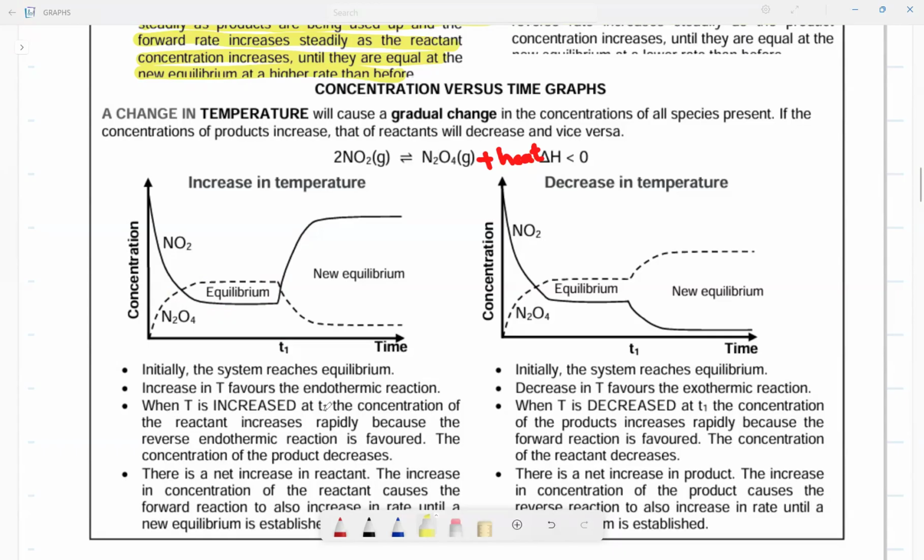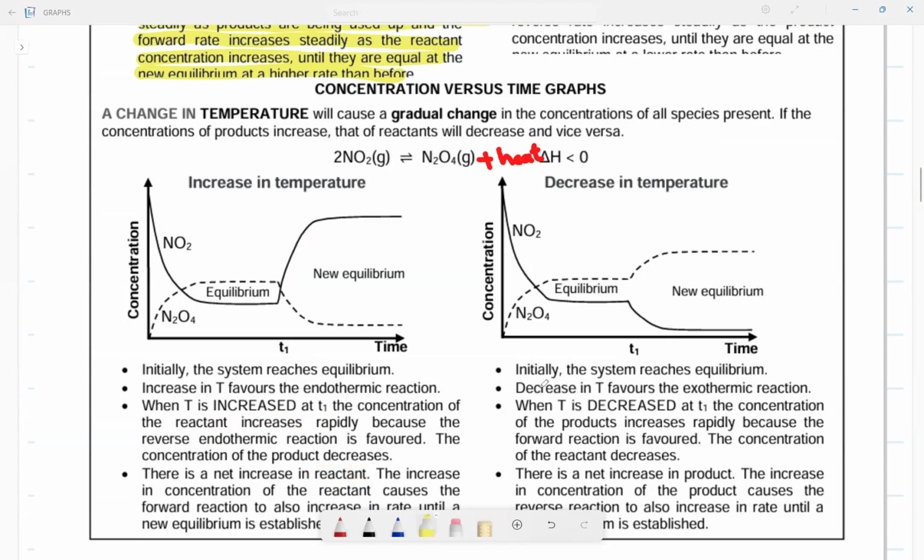When T is increased at T1, the concentration of the reactant increases rapidly because the reverse endothermic reaction is favored. Remember, we said if there is an increase in temperature here, we're going to transfer heat to the other side, meaning the reverse reaction is favored. So now the concentration of the product will decrease, but the concentration of the reactant will increase. This is basically a summary of what I've just explained. There is a net increase in reactants.